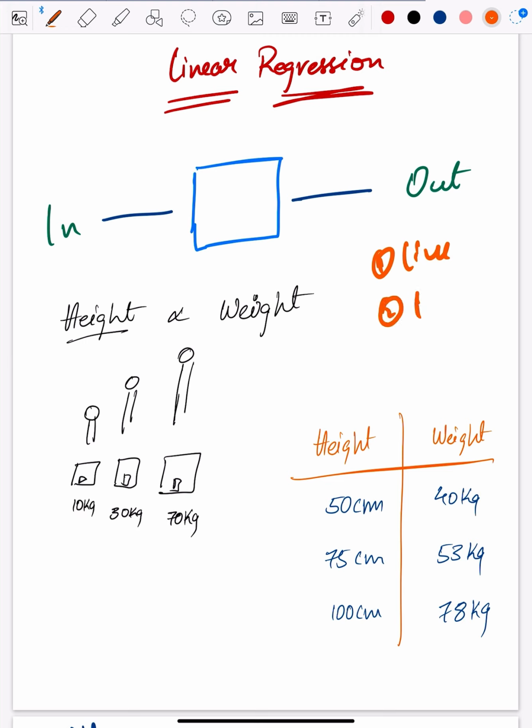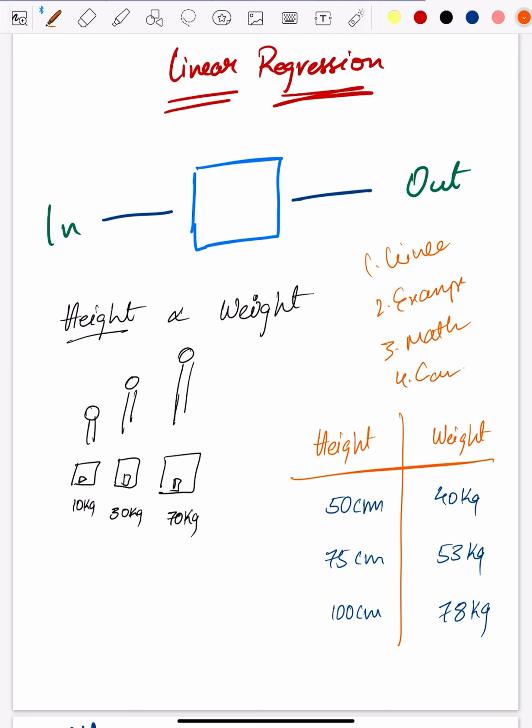example. So what is linear regression and an example, then a little bit of math, and the fourth one would be what are the equations that are present.